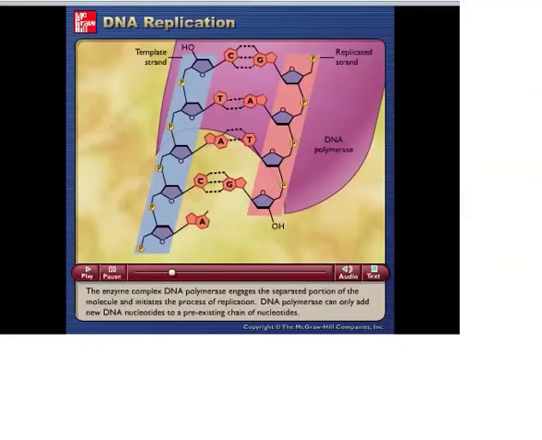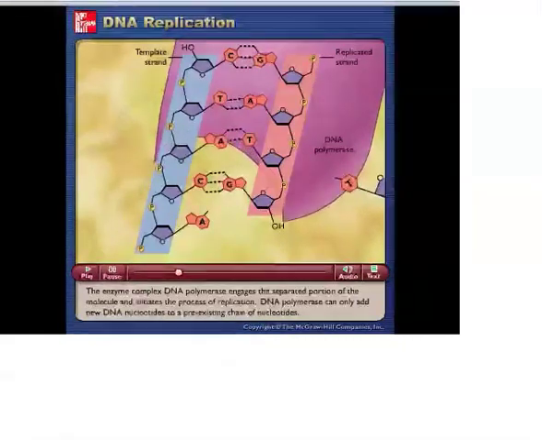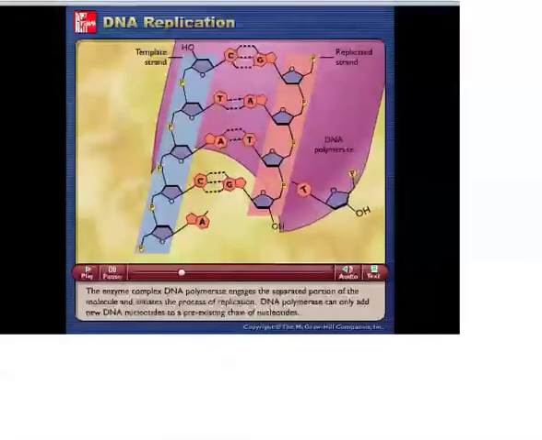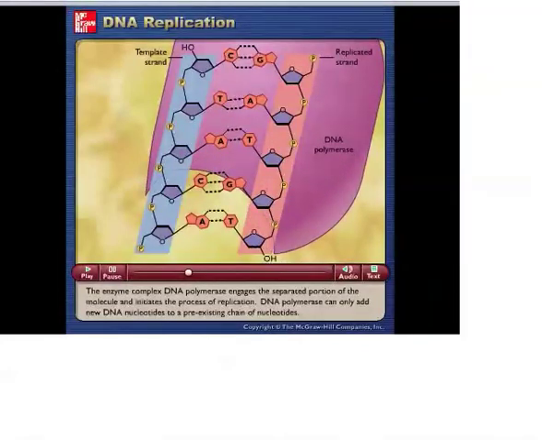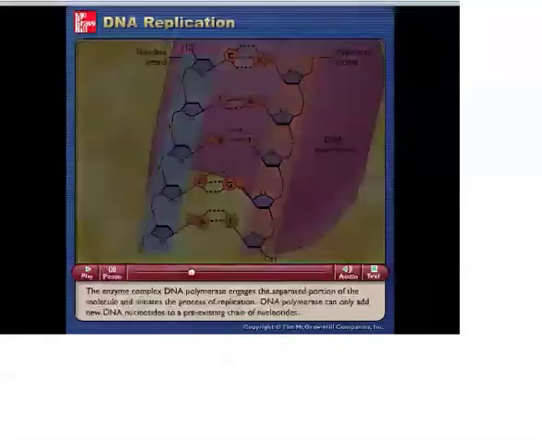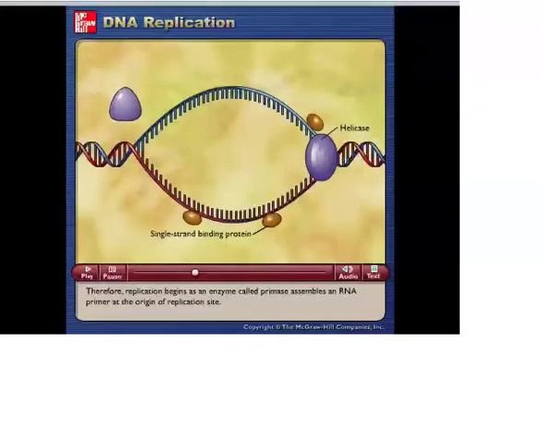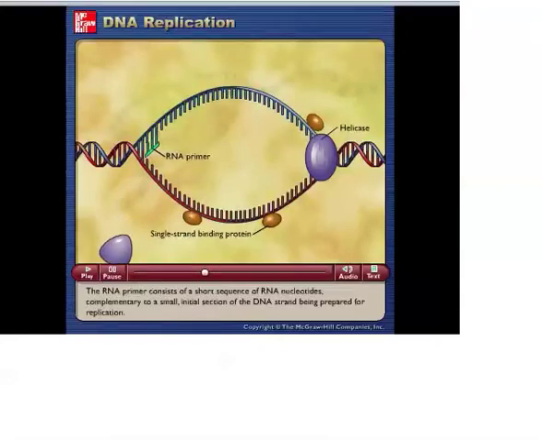The enzyme complex DNA polymerase engages the separated portion of the molecule and initiates the process of replication. DNA polymerase can only add new DNA nucleotides to a pre-existing chain of nucleotides. Therefore, replication begins as an enzyme called primase assembles an RNA primer at the origin of replication site. The RNA primer consists of a short sequence of RNA nucleotides, complementary to a small initial section of the DNA strand being prepared for replication.